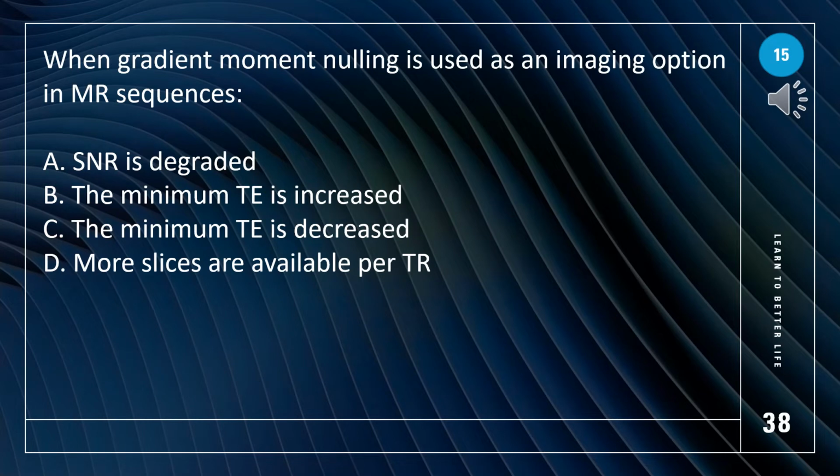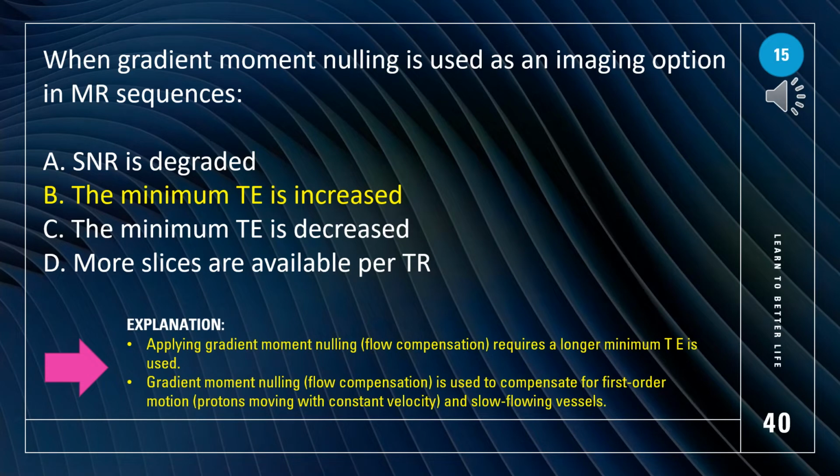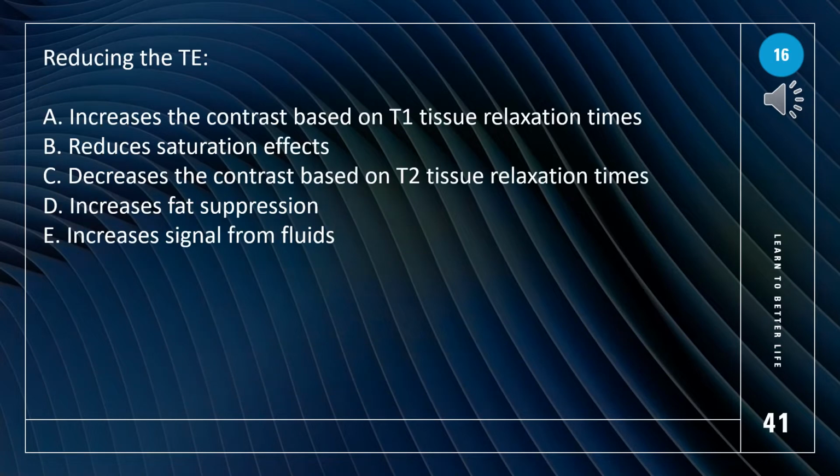When gradient moment nulling is used as an imaging option in MR sequences, what is the effect below? You should pause the video and think for a few seconds. The answer is B. The minimum TE is increased. Explanation: applying gradient moment nulling flow compensation requires a longer minimum TE. Gradient moment nulling flow compensation is used to compensate for first-order motion, protons moving with constant velocity, and slow-flowing vessels.